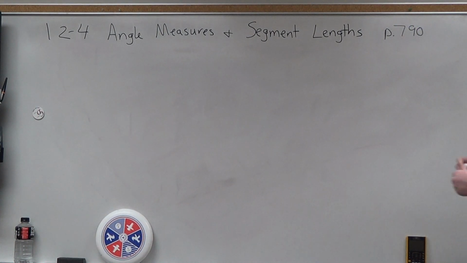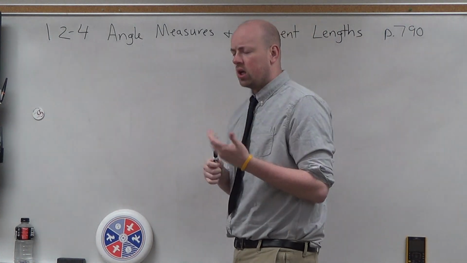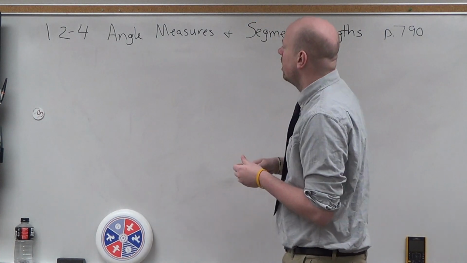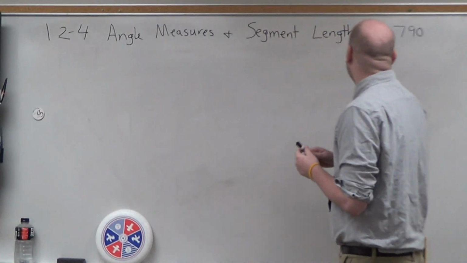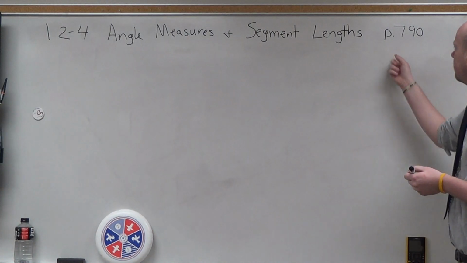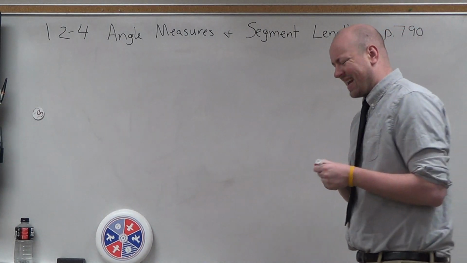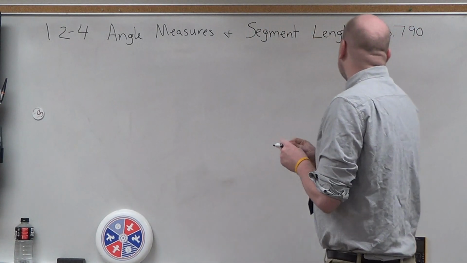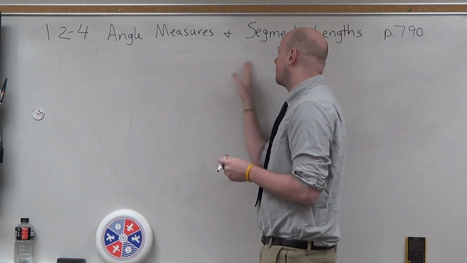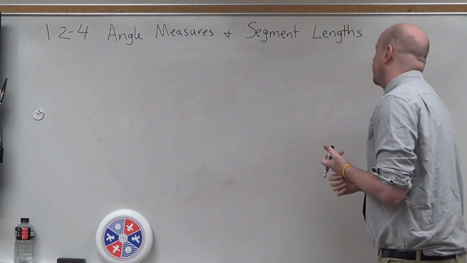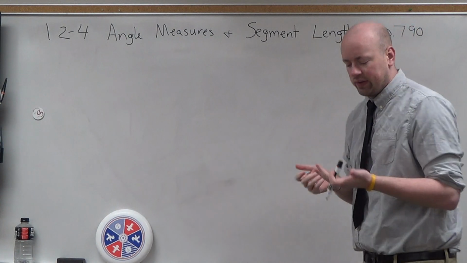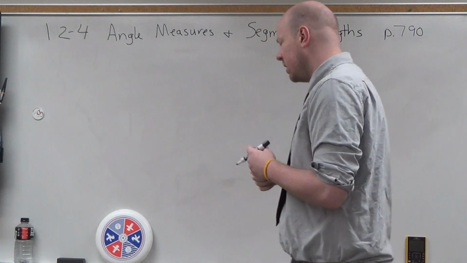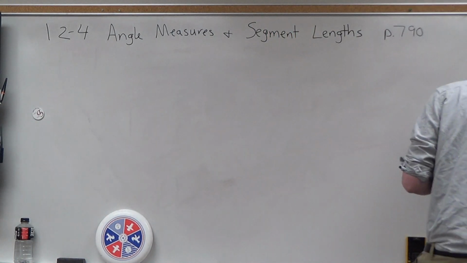On to another geometry lecture. This time is 12-4, angle measures and segment lengths. If you follow along in our book, it's page 790. Okay. So, no new vocabulary words in there. We've had angles before, we've had segments, and then measures and lengths, obviously, just the values of them. So, we just get right into a theorem.